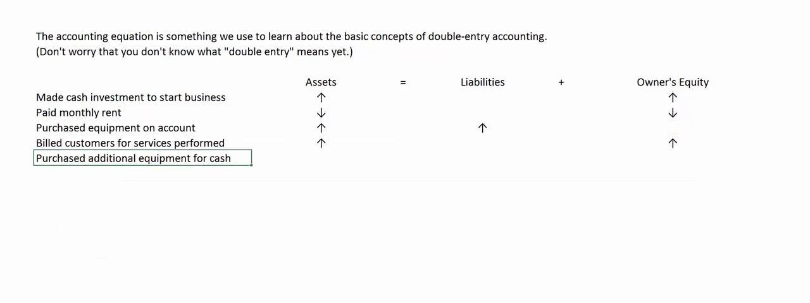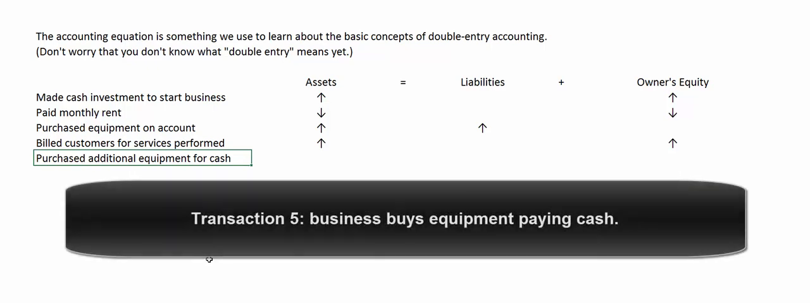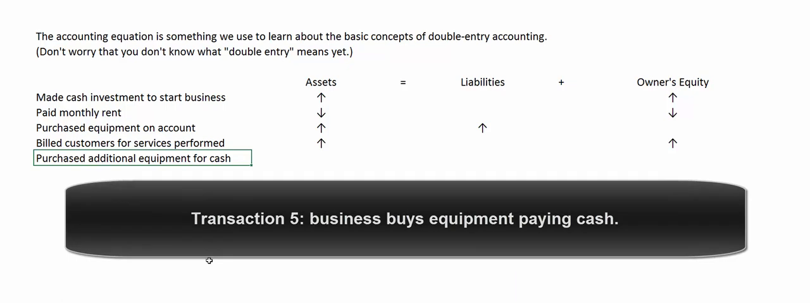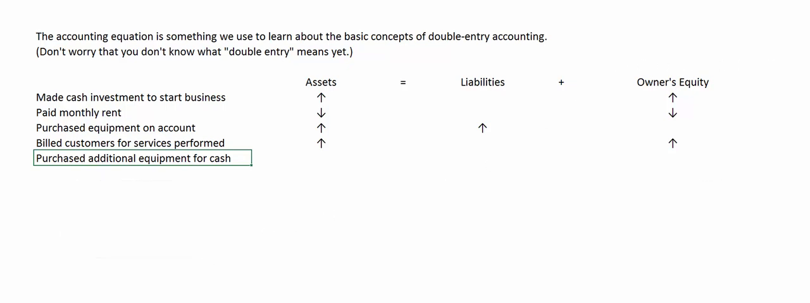All right, let's do one more. This one's a little bit trickier. The company buys additional equipment for cash. So why don't you pause this video and see if you can figure out what's supposed to happen to the accounting equation.